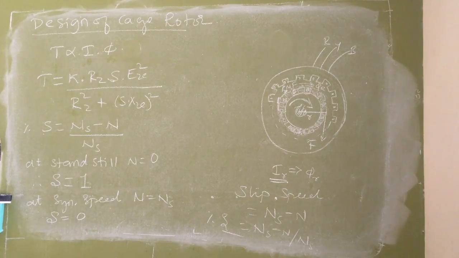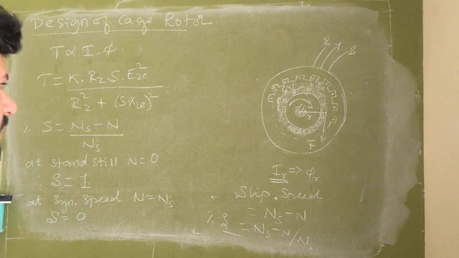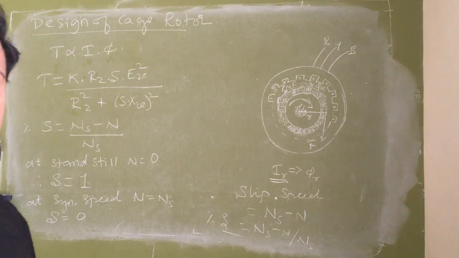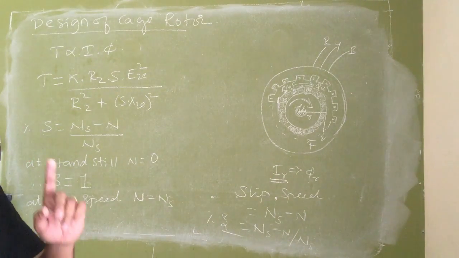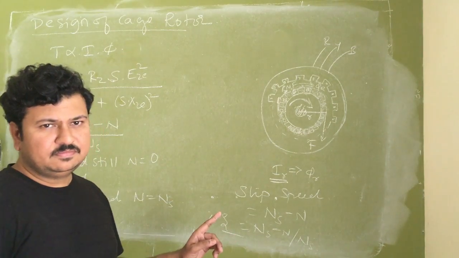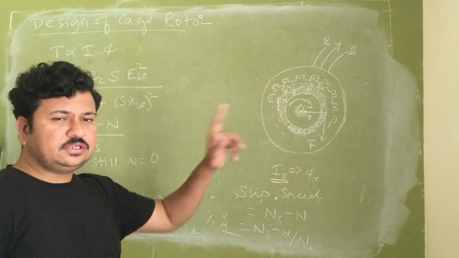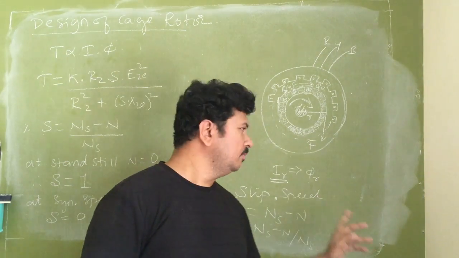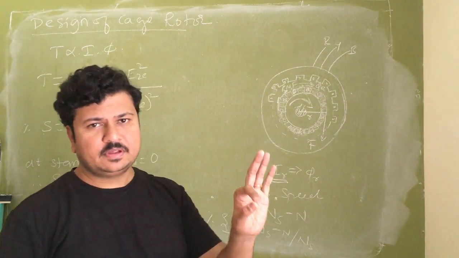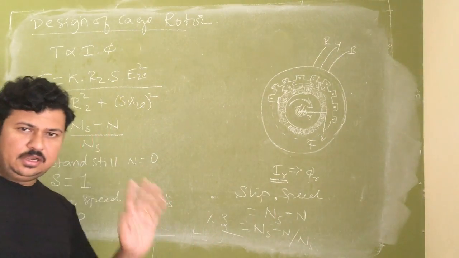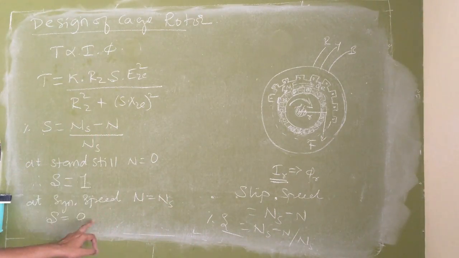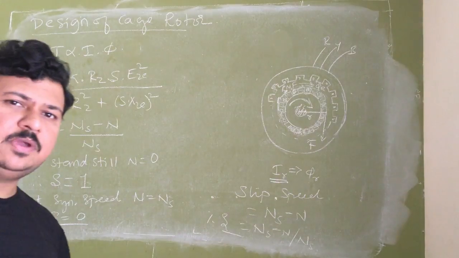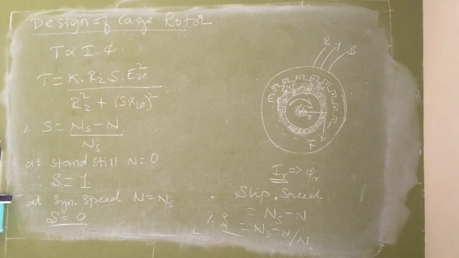Still it will be greater than 0, because the induction motor rotor on its own doesn't have the capability to reach the synchronous speed. To make the rotor reach synchronous speed, I need an external agency to support it to make the speed of the rotor equal to Ns. So the induction motor on its own will never have slip equal to 0. This we should first keep in mind.